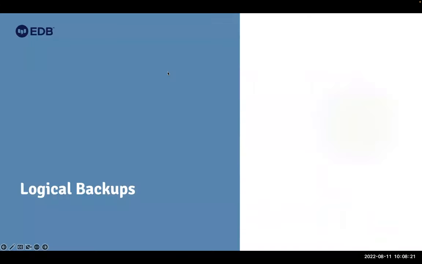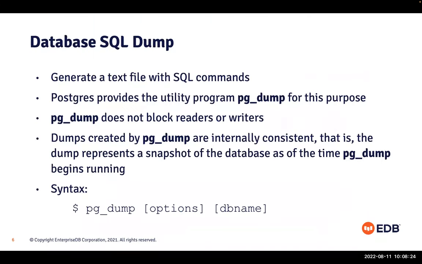So for logical backups, the database SQL dumps, I can take the logical backup by using pg_dump, a utility program. Dumps created by pg_dump are internally consistent. That means it represents a snapshot of the database as of the time the pg_dump started. Till that point in time, you can restore the data. If something goes wrong and you are restoring the database from the backup taken by pg_dump, you can do that, because it is a snapshot of the database as of the time pg_dump was running.